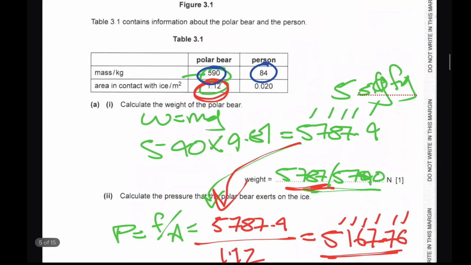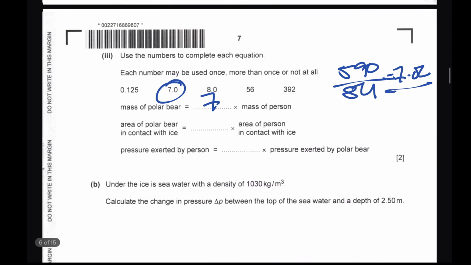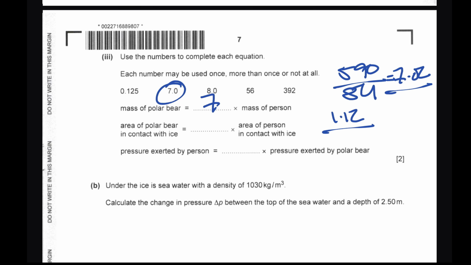So 590 divided by 84. If you do this calculation, you should get 7.02, which is basically 7. So you can write 7. So the polar bear is 7 times more massive than the person. Area of contact with ice is the number of times the area of contact of the person. So again, we do the calculation of 1.12 divided by 0.02, which gives us approximately 56. We write 56.